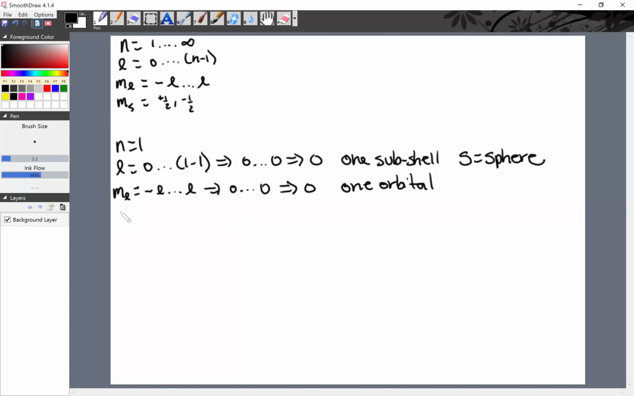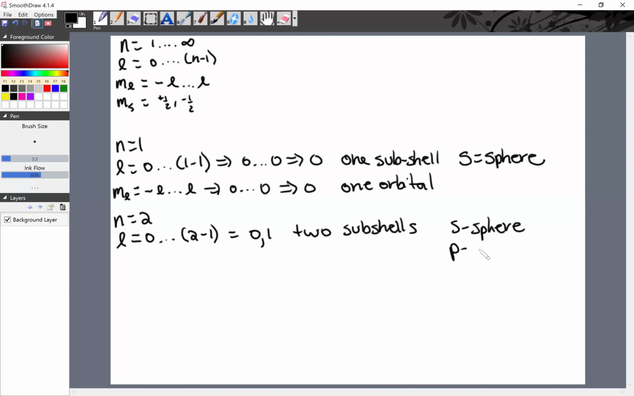All right, let's look at n equals 2. If you want to know what shapes or what subshells are in row 2, you're going to go from 0 to n minus 1. So I get 0 and 1, which means there are 2 subshells. We have the S's, which are spheres, and we get the P's, which are dumbbells.